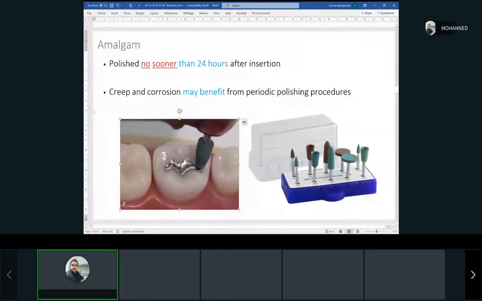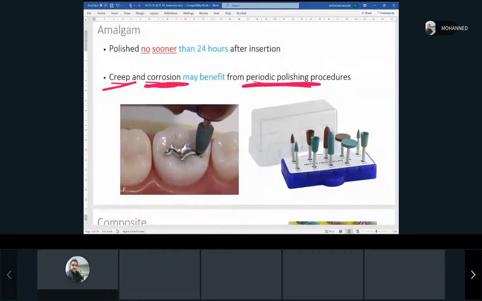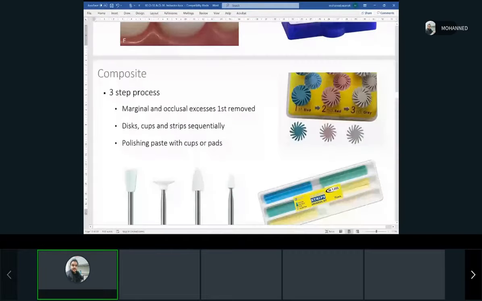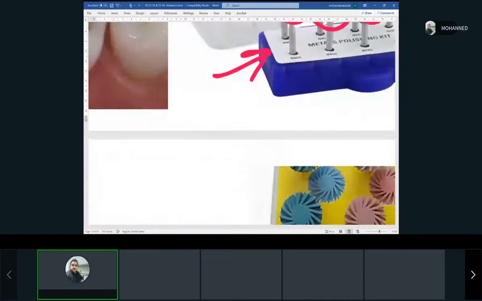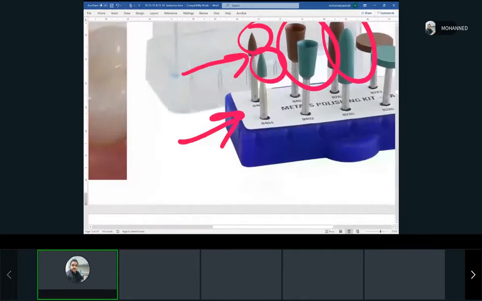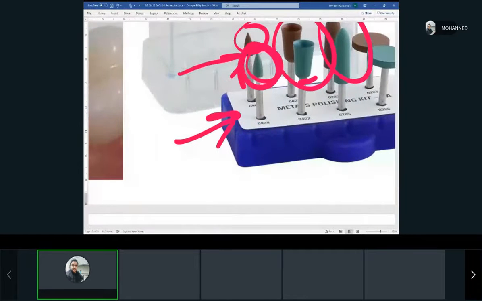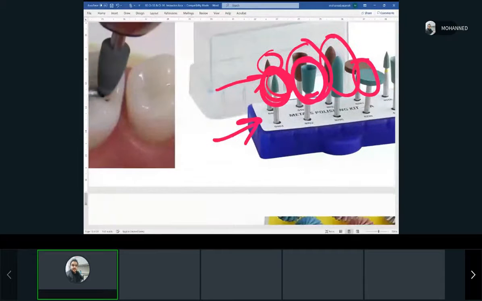So it might benefit from periodic polishing, because it would reduce the corrosion and the creep that can happen to amalgam. Usually we polish it with these types of burrs. We call them greeny and brownie. And we have points. I don't want to go too far into burrs because I think Ms. Jukes is going to show that to you. Generally, this shape is called a point, this is a rubber cup, and this is a disc or a wheel.